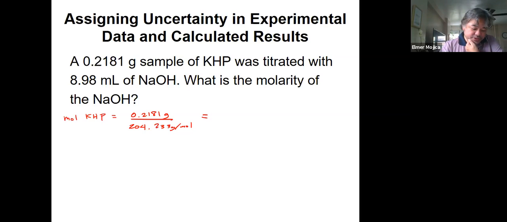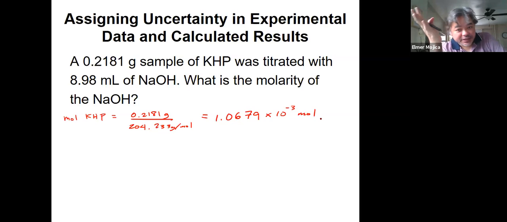0.2181 divided by 204.233. So we can put it like this: 1.0679 times 10 to the negative 3 moles. And that's not the final answer yet, because we just get here the number of moles. Once we get the number of moles of the KHP, that is also the number of moles of your NaOH, because they have a 1:1 mole ratio, right?